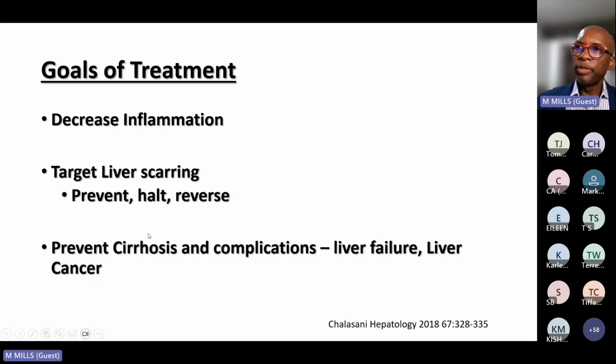So that leads us to treatment then. What are your goals of treatment? The first thing is you want to decrease inflammation. So the hepatitis part is what you want to limit or reverse. You want to target liver scarring, so you want to prevent that. If it's there already, you want to stop it. And if possible, even though not likely, you want to reverse it, because you want to prevent cirrhosis, which is one of the end stages of your liver health, and the complications of liver failure and liver cancer. So essentially, these are the goals when we talk about how do we treat fatty liver.